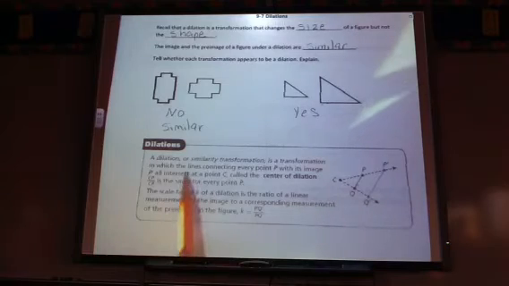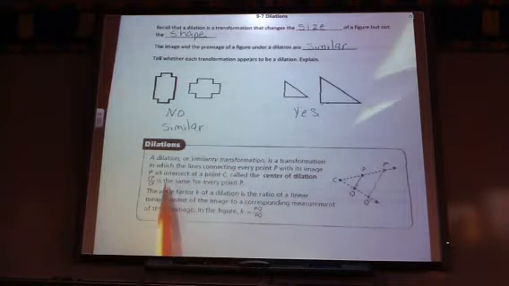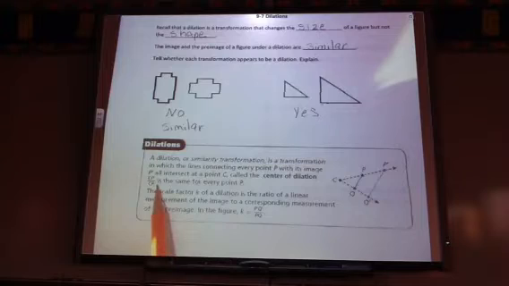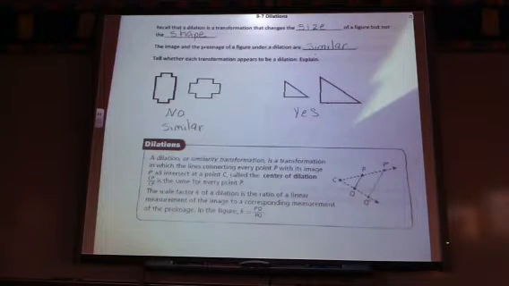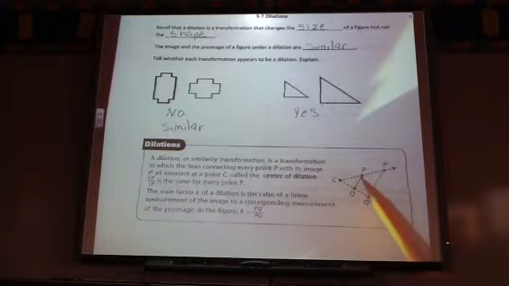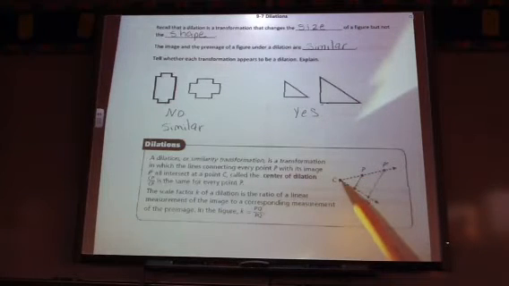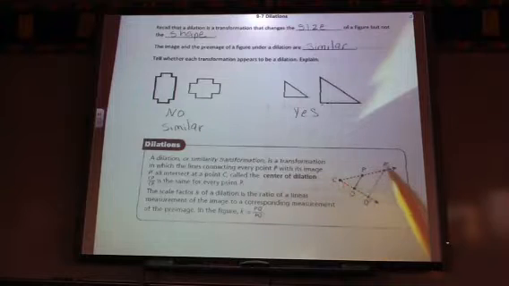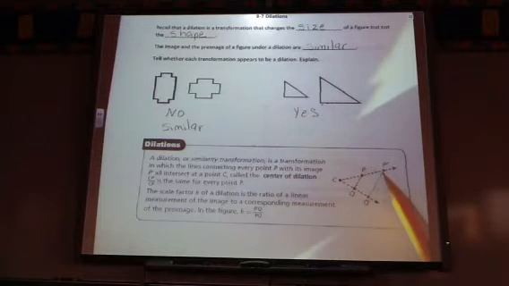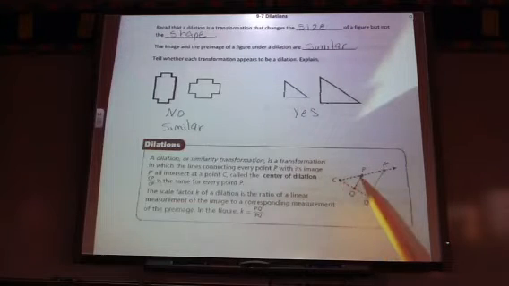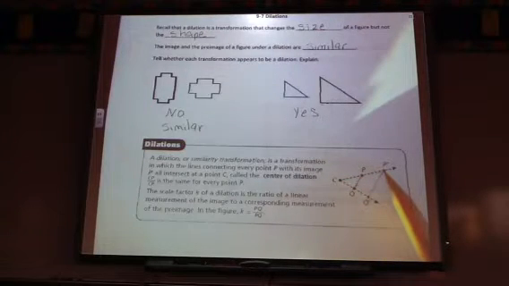A dilation, or similarity transformation, is a transformation in which the lines connecting every point P with its image, P prime, all intersect at point C, called the center of dilation. Okay, class, so what that means is we have our pre-image, point P. C is our center of dilation. P prime is the image after a dilation of 2, because what we did is we measured this and then we doubled it to get the P prime.